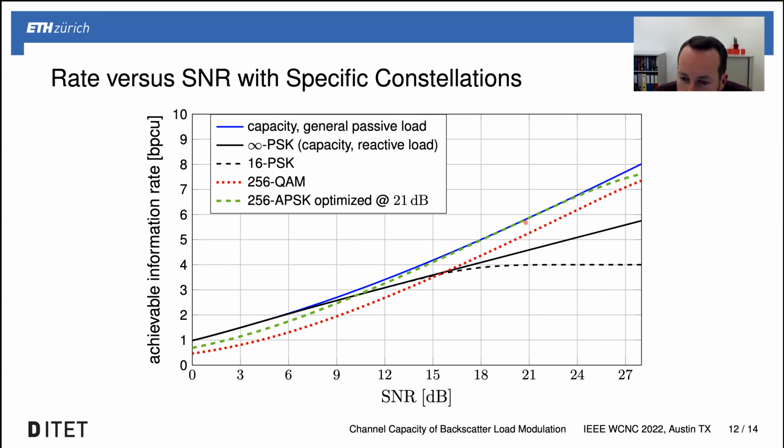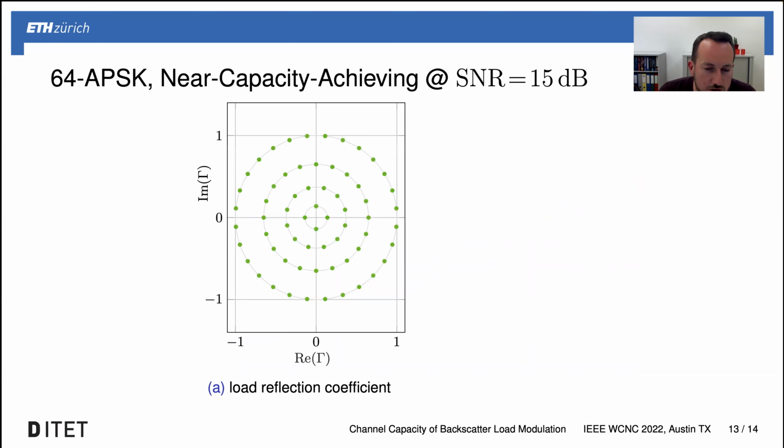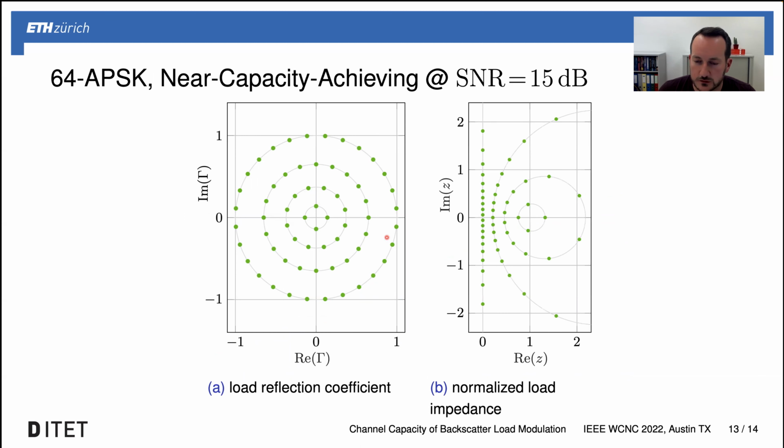But you have to design it for a specific SNR value, and then you can optimize your radii and probabilities like we saw earlier. And you see for practical intents and purposes, we achieve capacity here at 21 dB. Here, another example with a smaller constellation, we achieve capacity here at 15 dB. This is 64 APSK, which looks like this, and the corresponding impedance values look like this here. And you see this would be quite challenging to realize with a circuit.